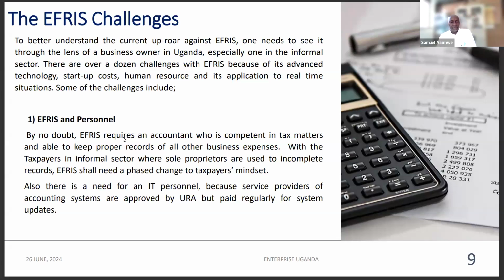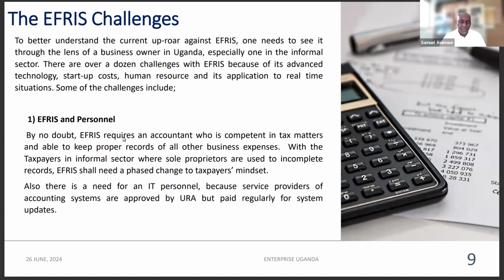The taxpayer in the informal sector, who is a sole proprietor, who is alone in the business, who has been using incomplete records, basically receiving cash, paying cash, and checking on the suppliers and the debtors, because most of the informal businesses, you find they are on incomplete records. EFRIS shall need a phased change to taxpayers' mindset. There's also a need for the IT person.